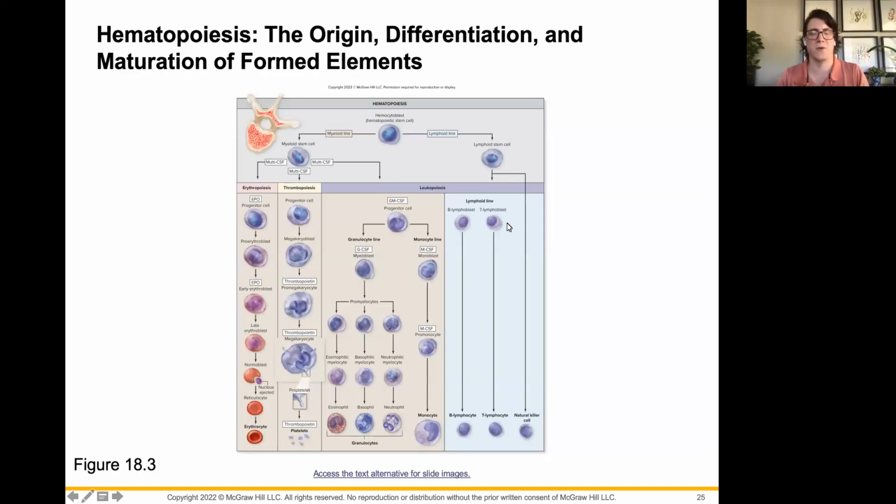Hi, everybody. So in this video, we're going to talk about hematopoiesis. Before we even start talking about hematopoiesis, let's look at the word a little bit. Hema is going to be blood, poiesis is going to be to make. So in this case, we're going to be making blood cells.